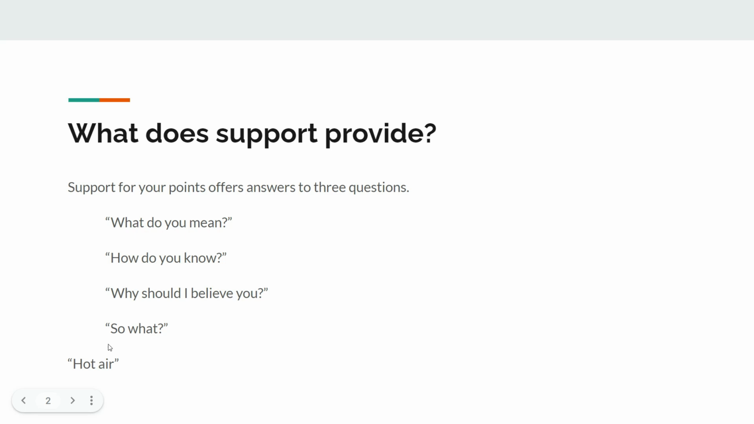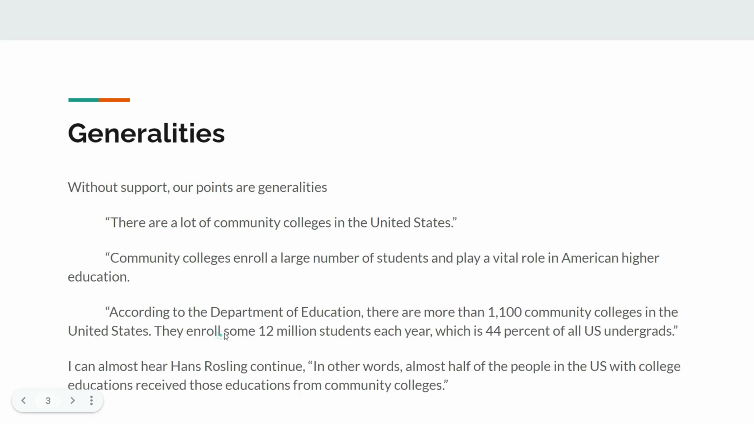In some ways, all speeches are persuasive speeches because you have to convince your audience that what you are saying matters. If you don't answer any of these questions, if you just give information and there's no real reason or context for it, we tend to call that, sort of speaking, hot air. If you don't have support, our points tend to become generalities. And generalities, as we talked about before, are boring. It's always better to move more concrete than it is to be abstract.